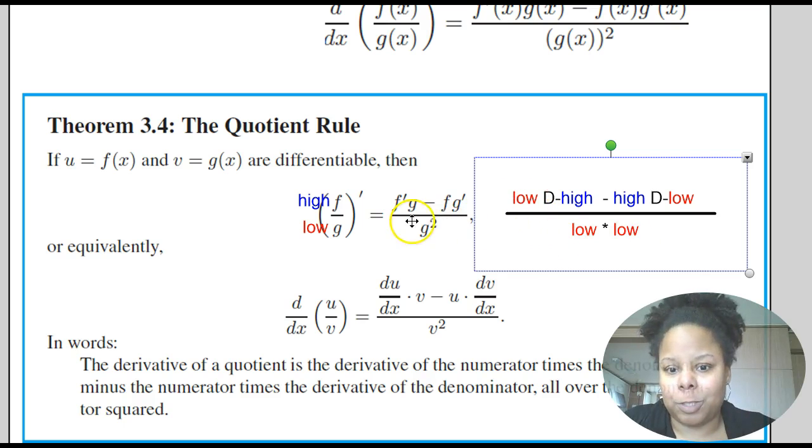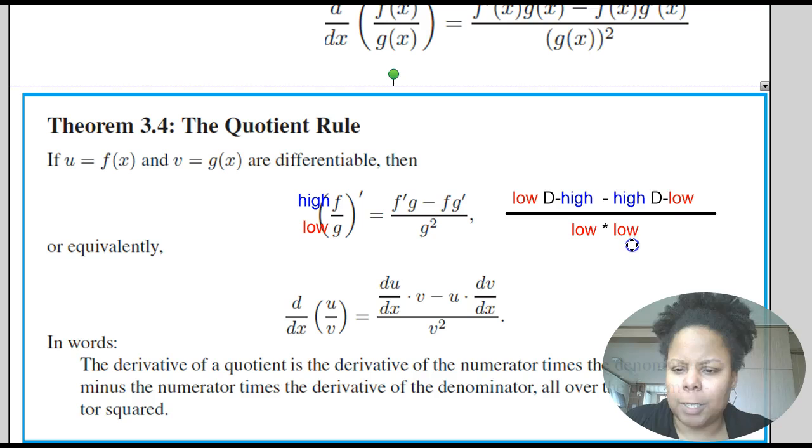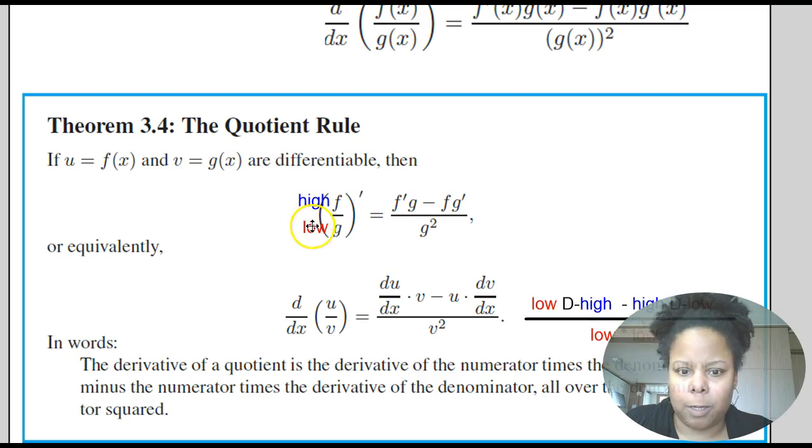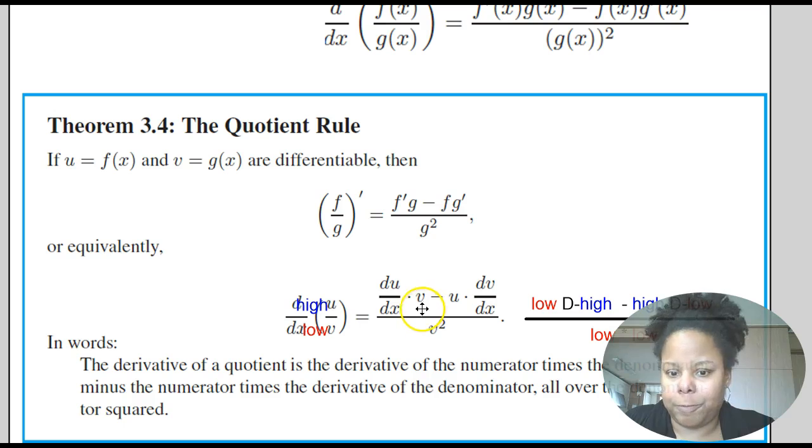The low function, which is g, times the derivative of the high function, f prime, minus the high function, f, times the derivative of the low function, g prime, all divided by the low function squared, low low. We can apply that to up here as well. In this case, v is my low function and u is my high function. So low d high, so low v, derivative of the high, minus high, derivative of the low, all over the low low.